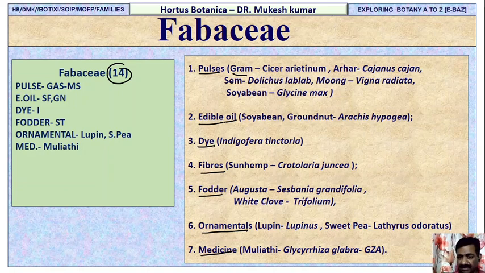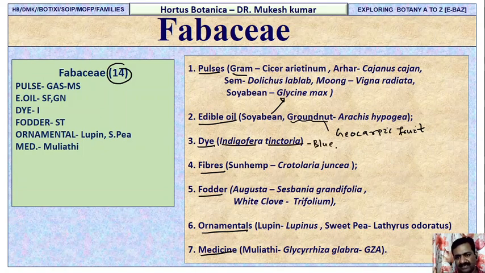Then we have edible oil, that is what? Soybean, same, Glycine max, and groundnut. Scientific name is Arachis hypogaea. This is also called a geocarpic fruit. Geo means underground. Geocarpic fruit. Okay. Now dye color, that is the indigo, Indigofera, it's blue color. You all know indigo color is blue.